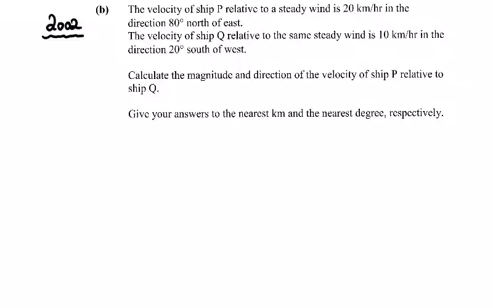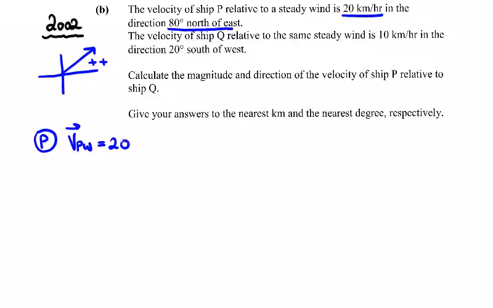This is the 2002 Relative Velocity Question 2 Part B. The velocity of ship P relative to a steady wind is 20 kilometers an hour in the direction 80 degrees north of east. North of east is up here, so positive, positive. So let's write that down. The velocity of P relative to the wind is equal to 20 by the cos of 80 in the I direction plus 20 by the sine of 80 in the j direction.